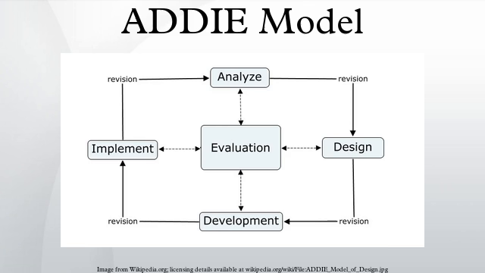The ADDIE model is a framework that lists generic processes that instructional designers and training developers use. It represents a guideline for building effective training and performance support tools in 5 phases: analysis, design, development, implementation, evaluation. ADDIE is an instructional systems design model. Most current ISD models are variations of the ADDIE process.